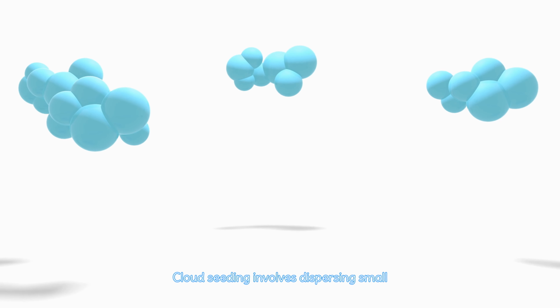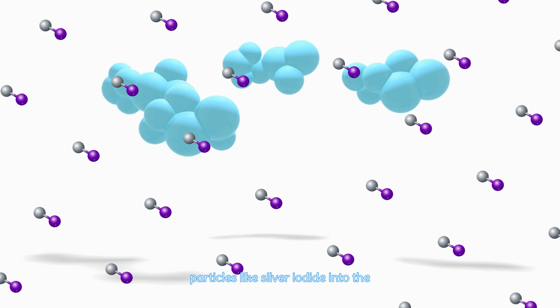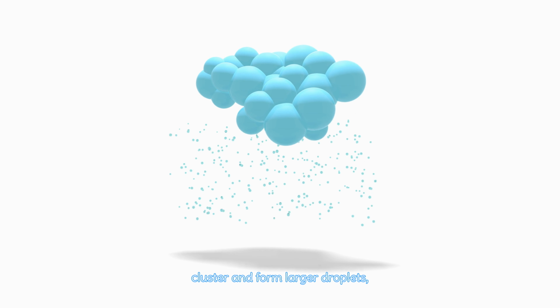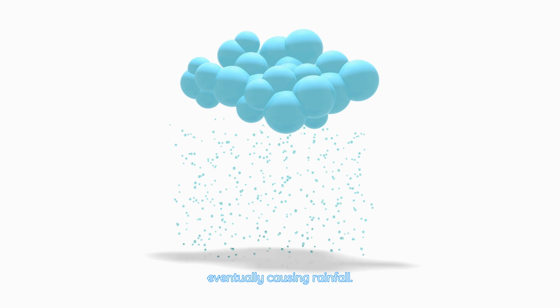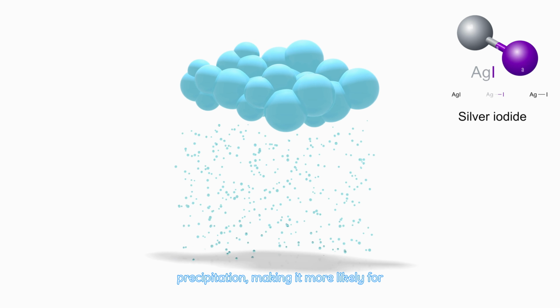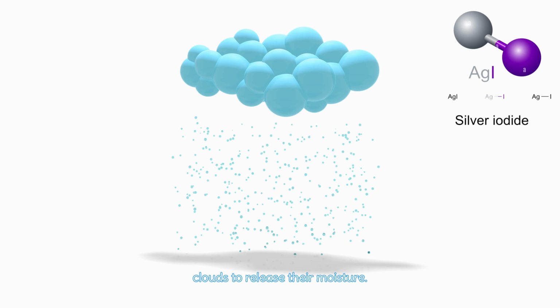Cloud seeding involves dispersing small particles like silver iodide into the clouds, which helps water droplets cluster and form larger droplets, eventually causing rainfall. This process mimics natural precipitation, making it more likely for clouds to release their moisture.